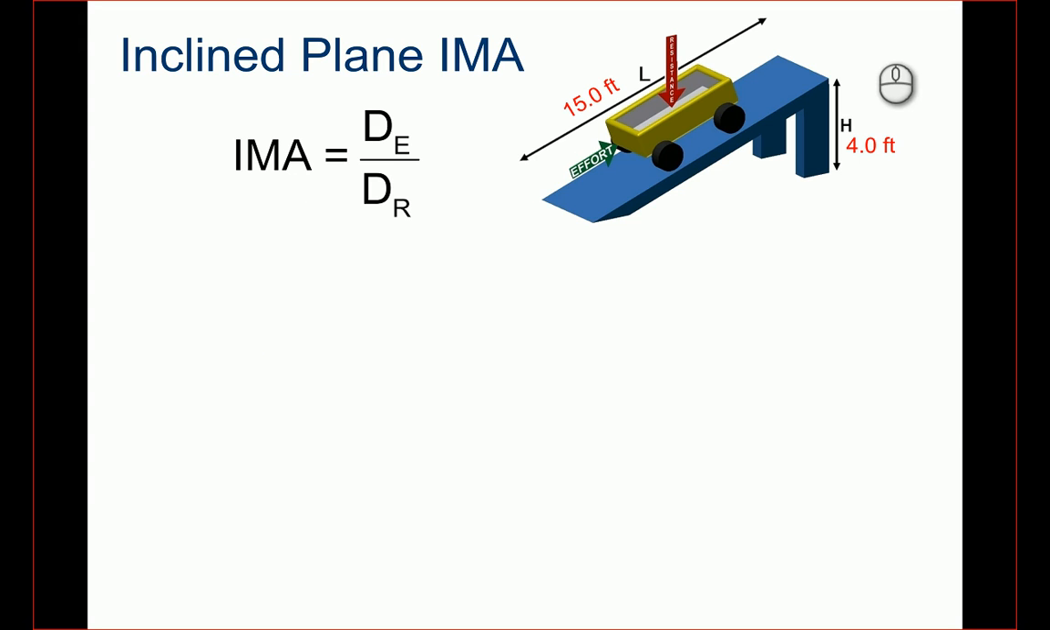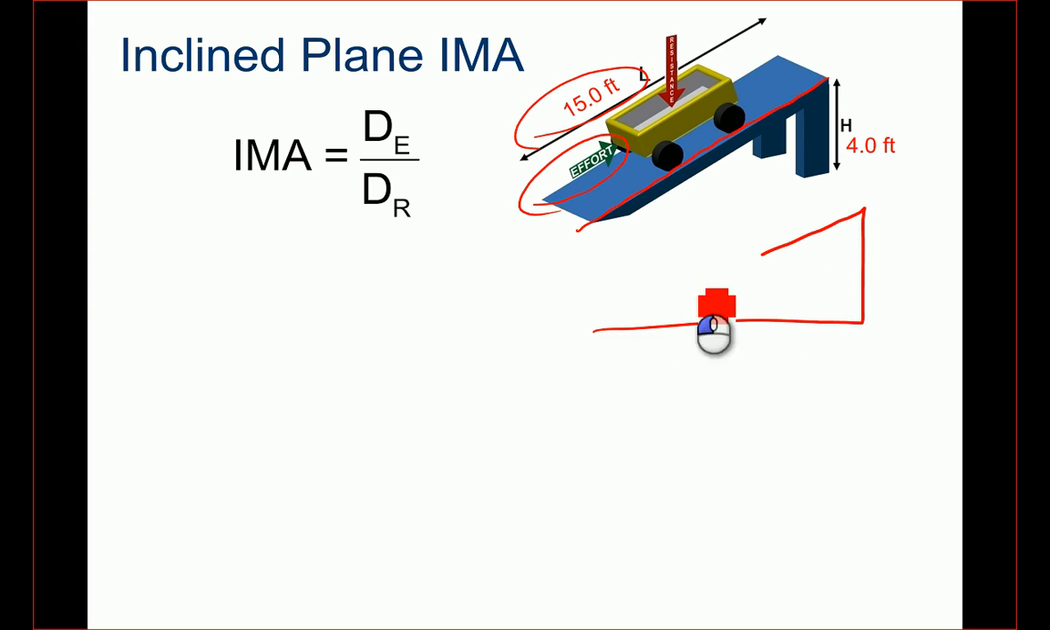So, in this case, we're going to calculate our ideal mechanical advantage, and the equation is pretty simple. We're going to get the distance traveled by the effort. In this case, that's 15 feet along the hypotenuse of the ramp. When I say hypotenuse, it's because if I look at this from the side, I am making a right triangle, with this side being 4 feet and my hypotenuse being 15 feet. Now, my load always travels along the hypotenuse. Does that make sense?